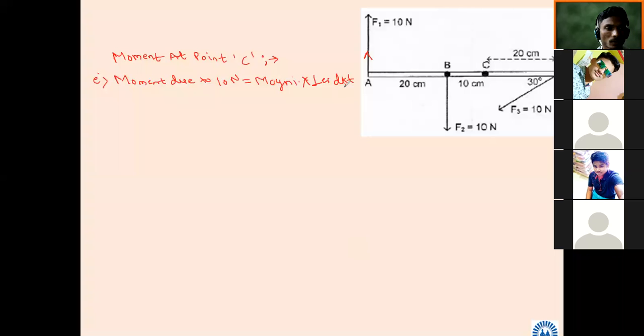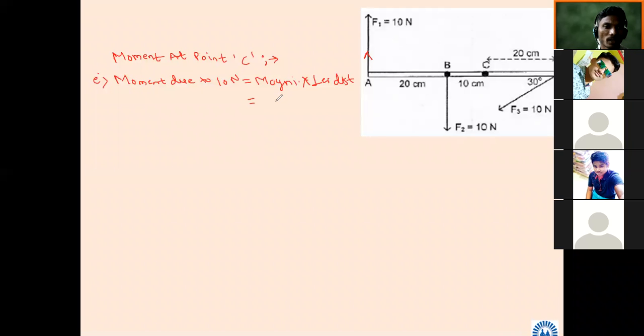Why am I sitting and lecturing, it is getting late. How much will it be? 30? Yes. So the distance will be 30 centimeter into 10. So are you going to convert these distances? Not necessary. We will write in Newton centimeter likewise.